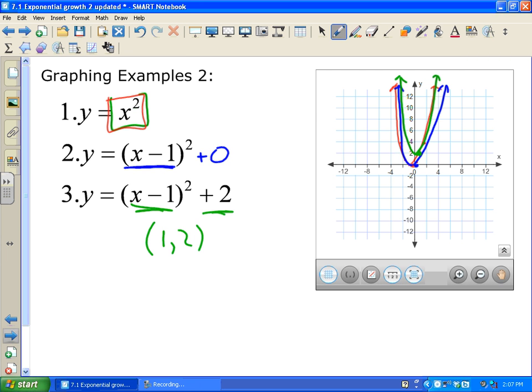You should see the similarities in graphs 1, 2, and 3. They're the same graphs, just moved across or translated on our coordinate plane. Opposite x, same y.